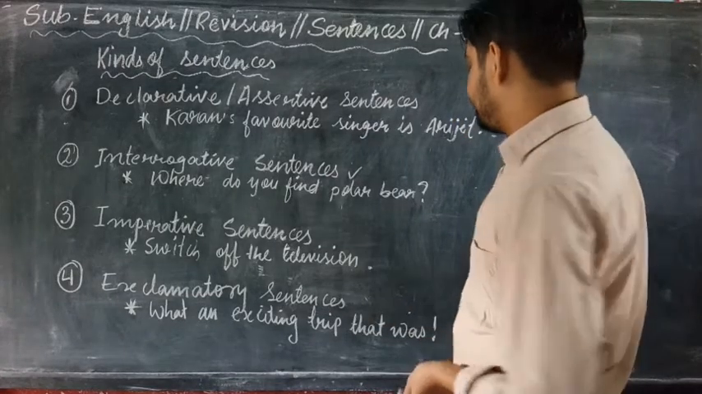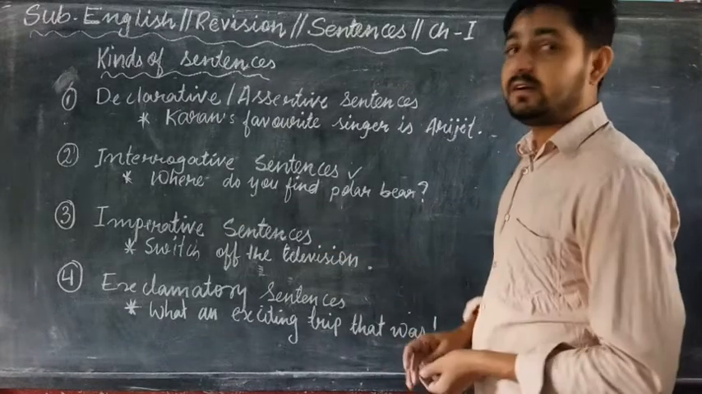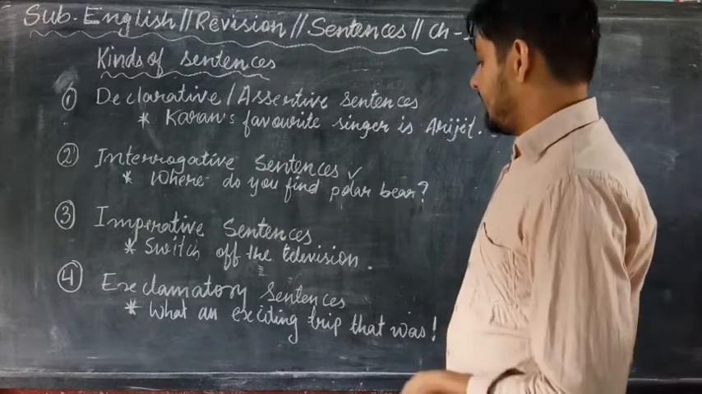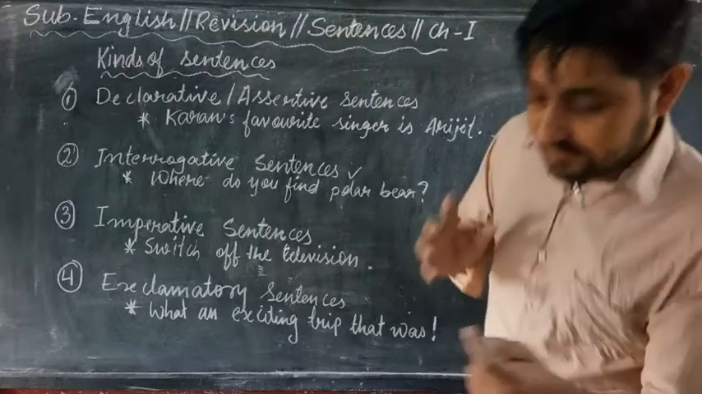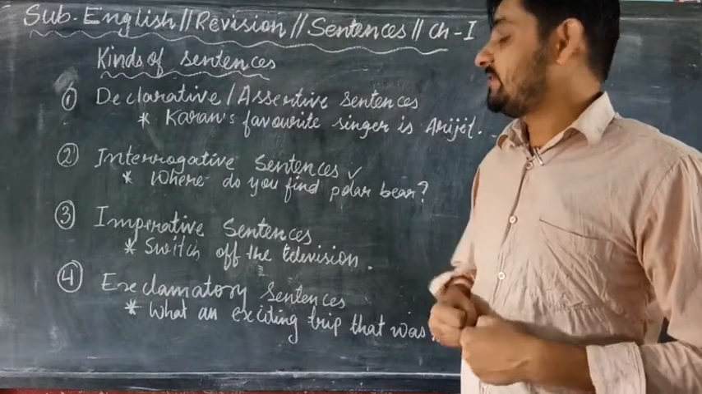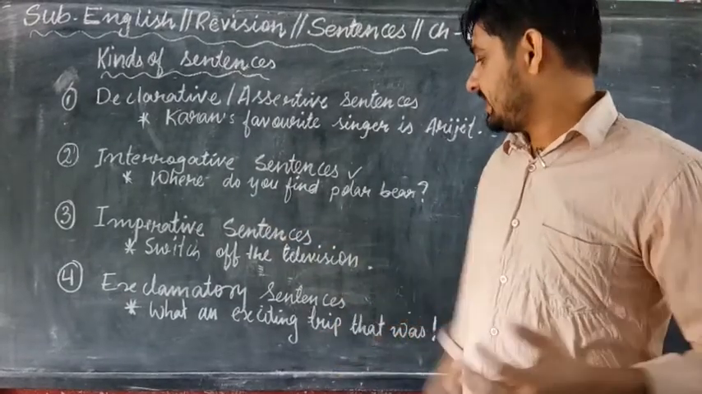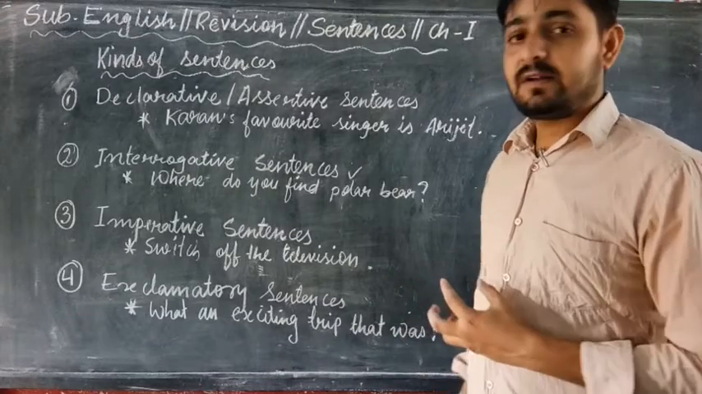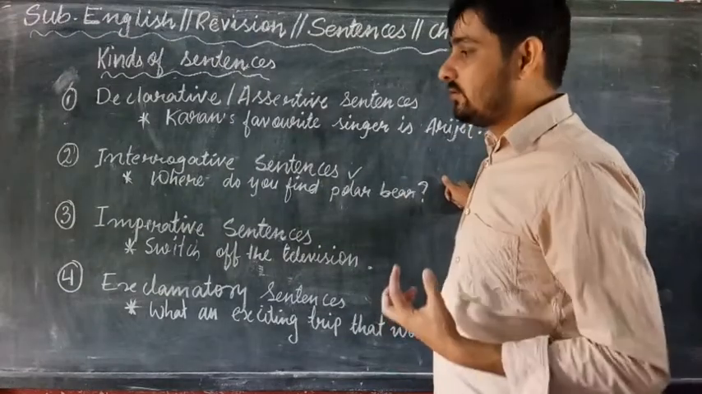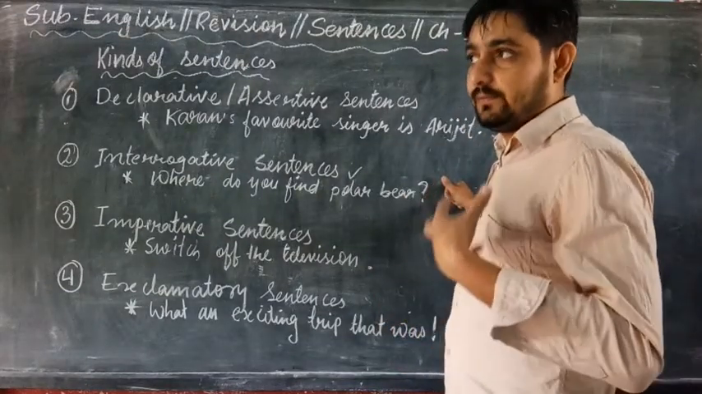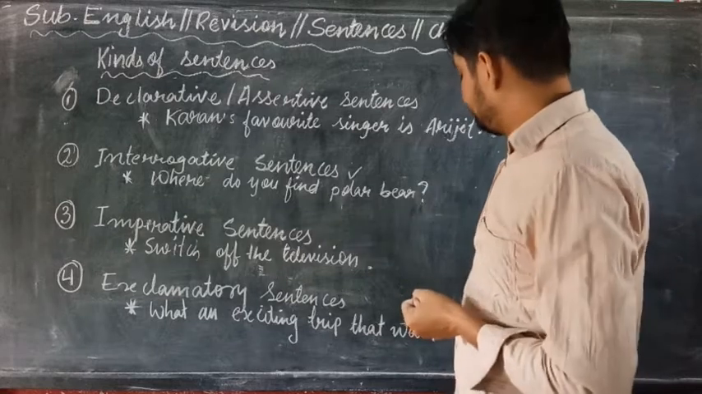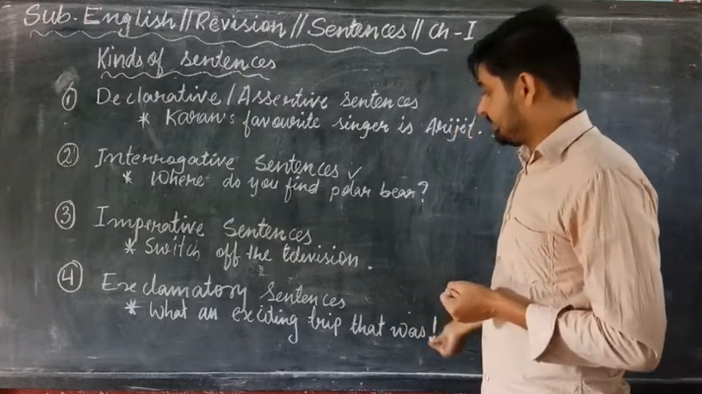What an exciting trip that was! This is an exclamatory sentence. The sentences that express a sudden and strong emotion or feeling, that type of sentences come in exclamatory sentences. What an exciting trip that was! How beautiful the Taj is! When we say something with strong emotion, then for this type of sentence we can use the exclamation mark.